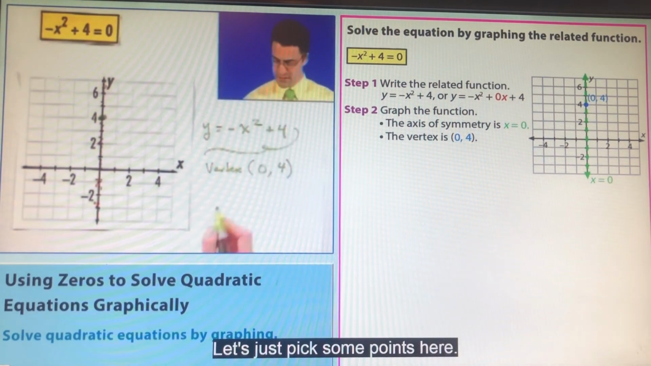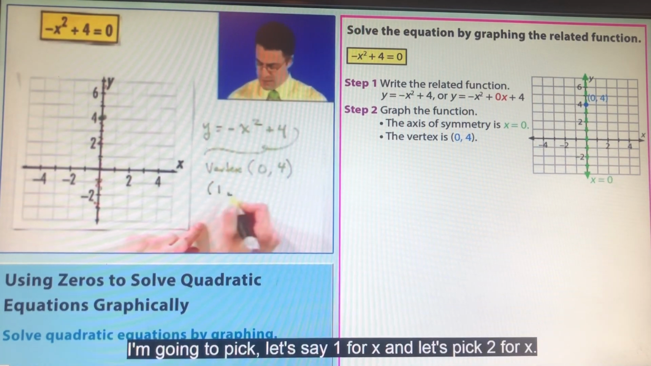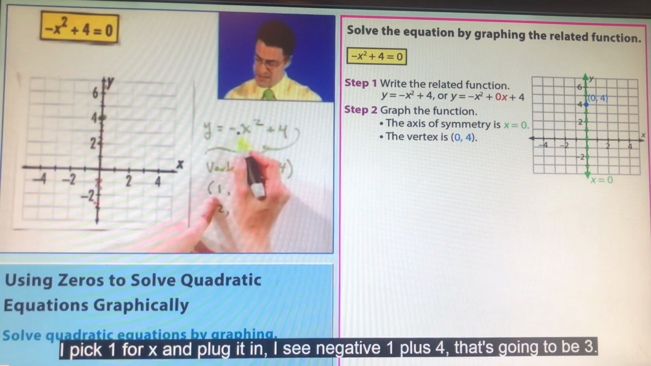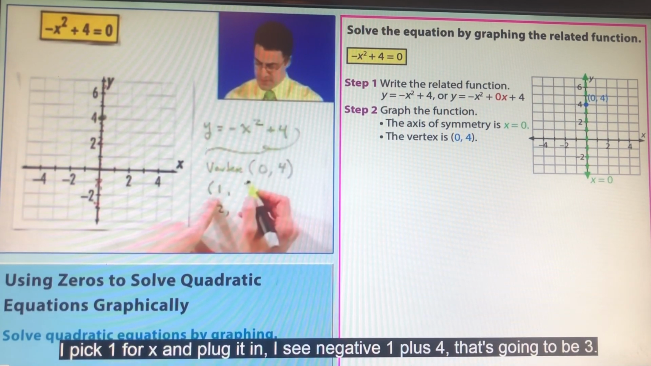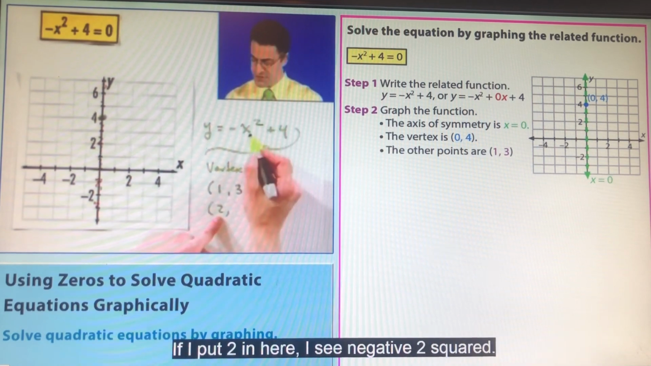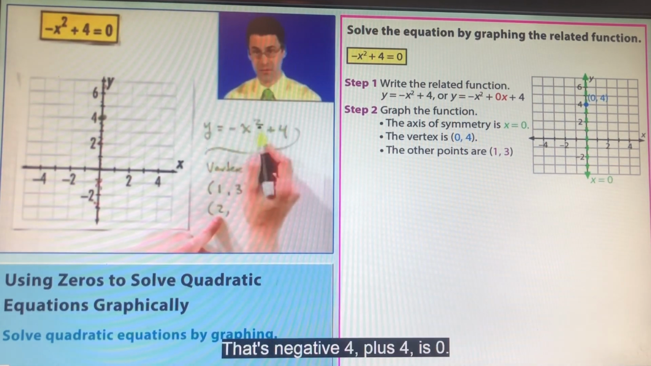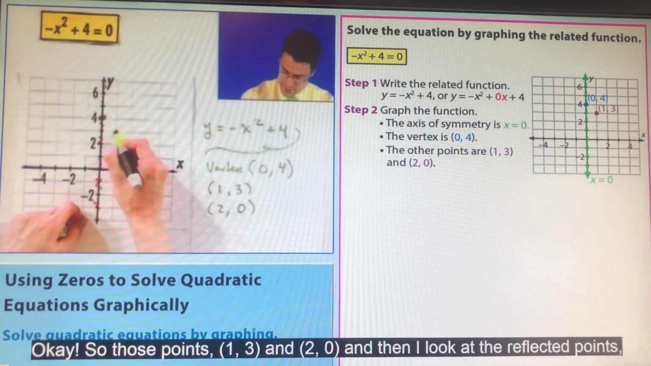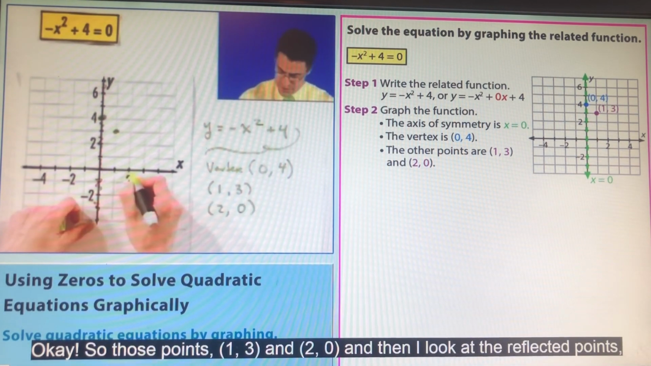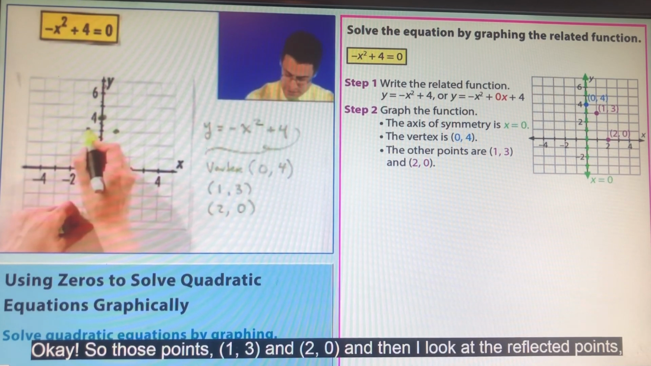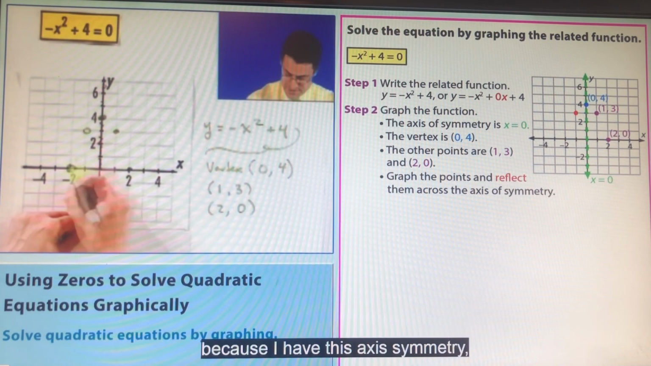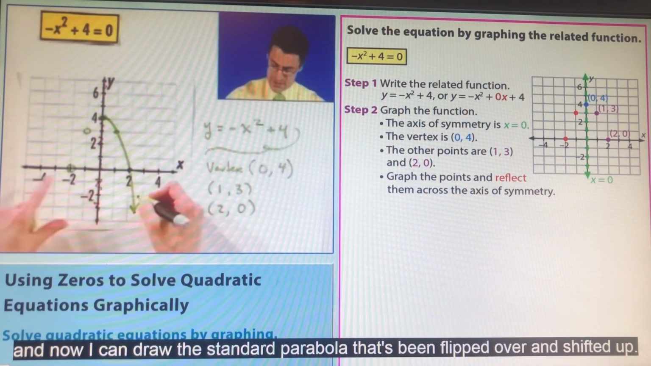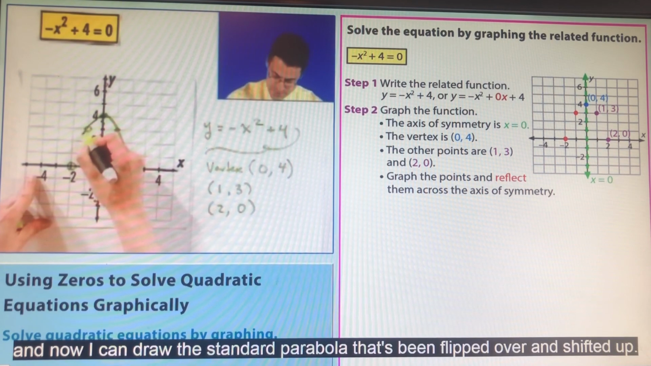Let's just pick some points here. Let's pick 1 for x, and let's pick 2 for x. If I pick 1 for x and plug it in, I see negative 1 plus 4, that's going to be 3. If I put 2 in here, I see negative 2 squared, that's negative 4 plus 4 is 0. So those points are 1 comma 3 and 2 comma 0, and then I look at the reflected points, because I have this axis of symmetry, and now I can draw the standard parabola that's been flipped over and shifted up.